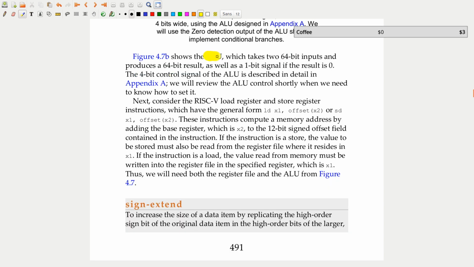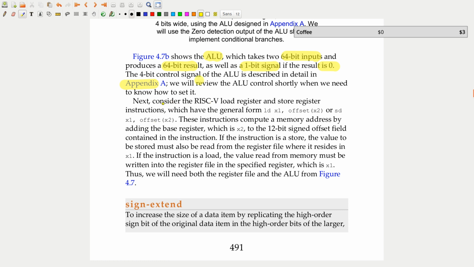So we saw this ALU with 64-bit inputs and a 64-bit result, as well as a 1-bit signal if the result is 0. The 4-bit control signal of the ALU is described in detail in Appendix A. The main thing that we need to know about this 4-bit control signal is that it'll just determine whether we are doing an add, a subtract, an and, or an or.